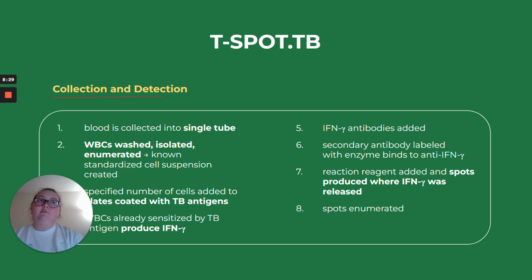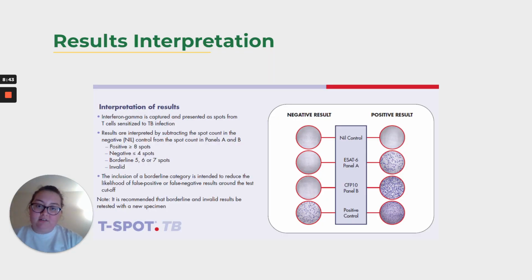So patients who have infection are going to have more spots, and the interferon gamma measured is going to indicate whether or not they have a latent or active infection. And here's a little visual of how those results are interpreted as well. So again, measuring interferon gamma, just doing so a little bit differently. The first using ELISA with chemiluminescence, and this one using quantitative spots per well.